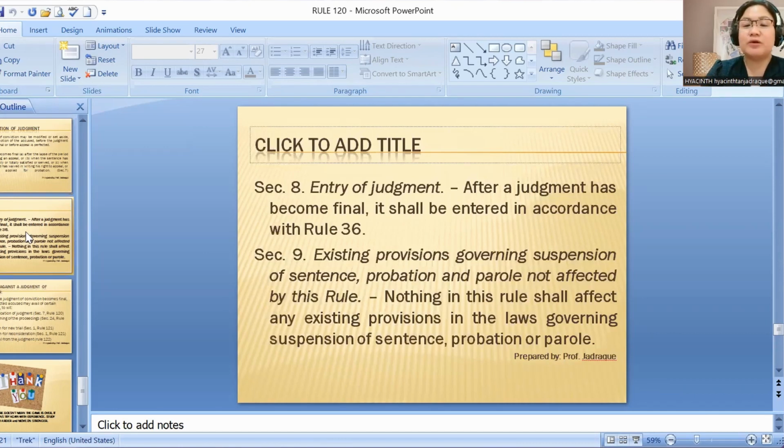Entry of judgment. After a judgment has become final, it shall be entered in accordance with Rule 36. And nothing in this rule shall affect any existing provisions in the laws governing suspension of sentence, probation, or parole.